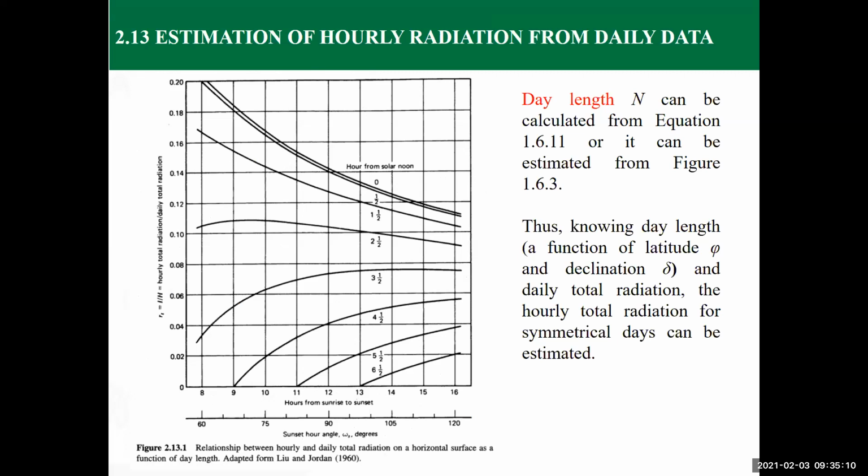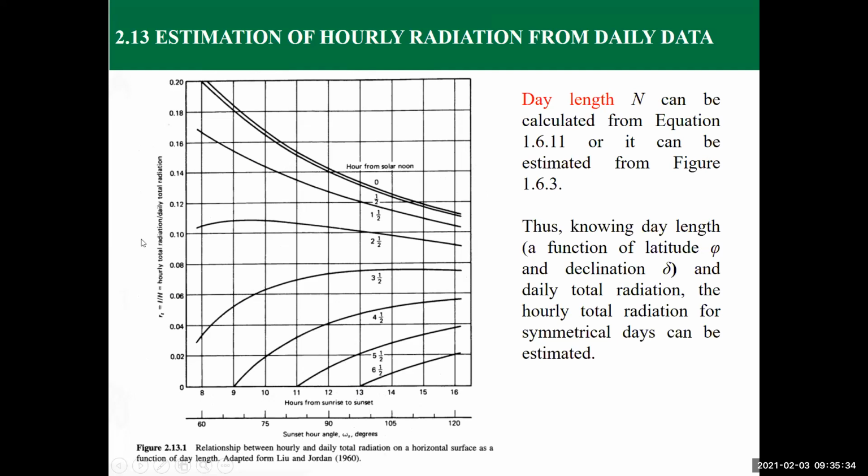If you are doing your hand calculations, maybe the figure is going to be the best thing to do because it's easy. All you need to know is how many hours there are from sunrise to sunset, which is something you can get easily, which is the capital N. And knowing what hour of the day you want, you can get the ratio right away, just from the figure right here.